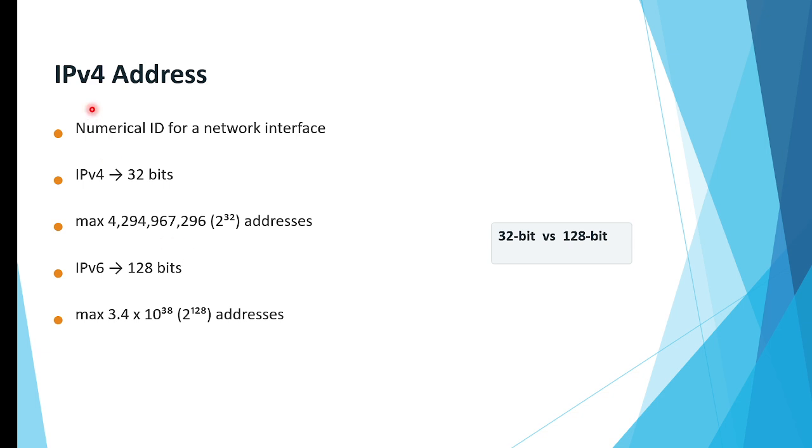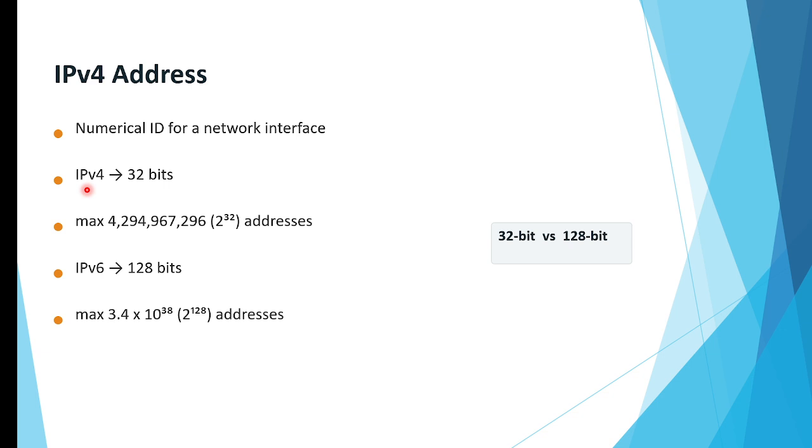IP stands for Internet Protocol, a set of rules that governs how the data packets are created and transmitted across the network. IP address is a unique identifier assigned to a device in a network, enabling the communication between them. IP addresses are essential for identifying the devices and locating them within a network.